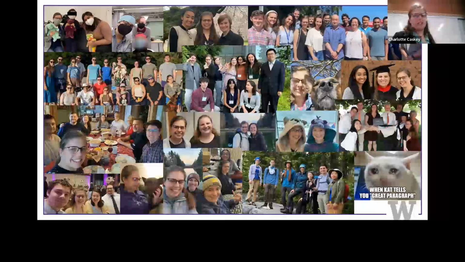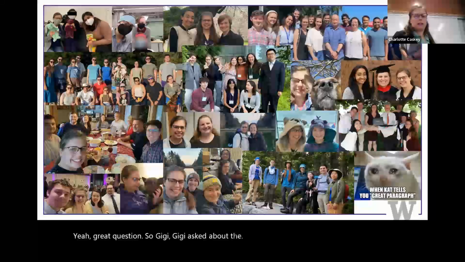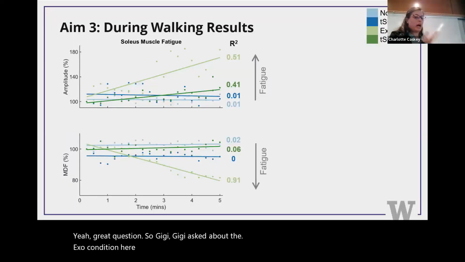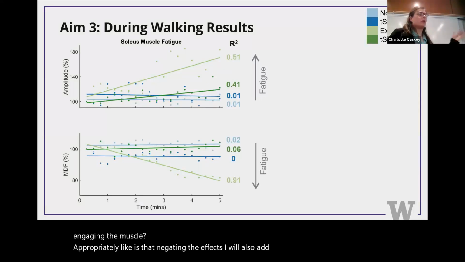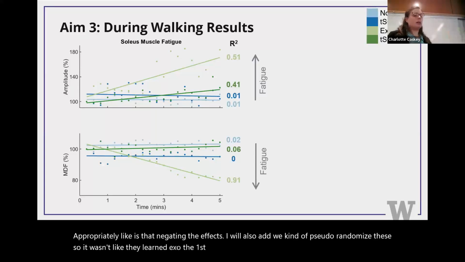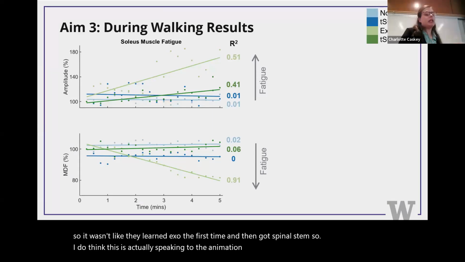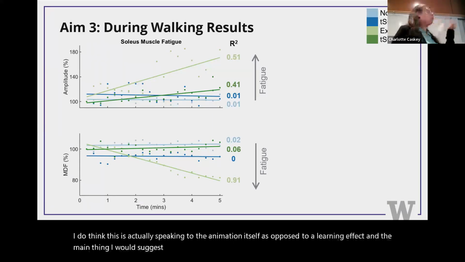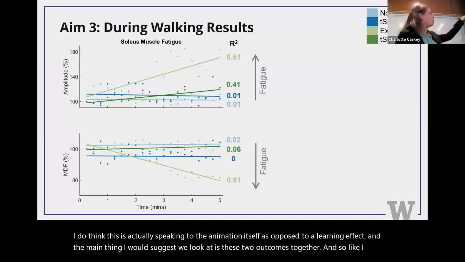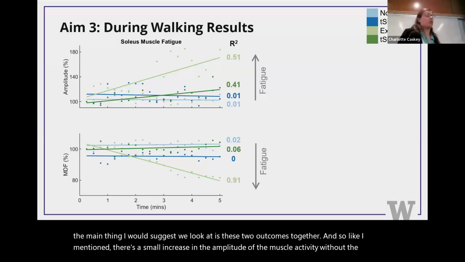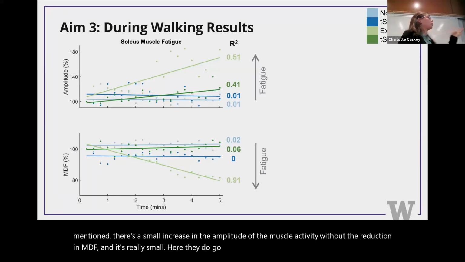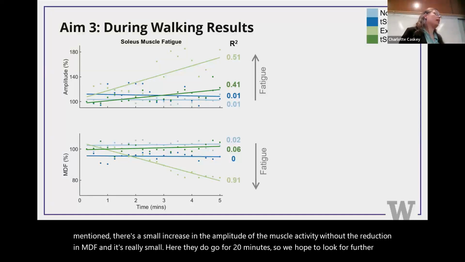Yeah, great question. So ZG asked about the exo condition here, where we're not seeing the fatigue. So does that suggest we're not engaging the muscle appropriately? Like, is that negating the effects? I will also add, we pseudo randomized these, so it wasn't like they learned exo the first time and then got spinal stim. So I do think this is actually speaking to the intervention itself as opposed to a learning effect. And the main thing I would suggest we look at is these two outcomes together. And so, like I mentioned, there's a small increase in the amplitude of the muscle activity without the reduction in MDF, and it's really small here. They do go for 20 minutes, so we hope to look further in time.